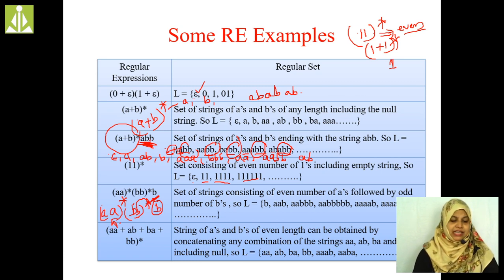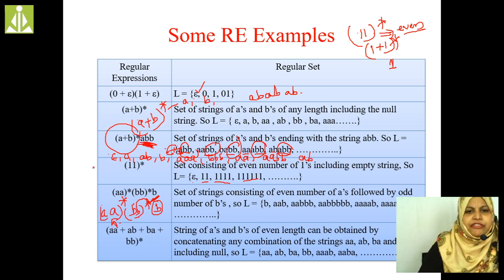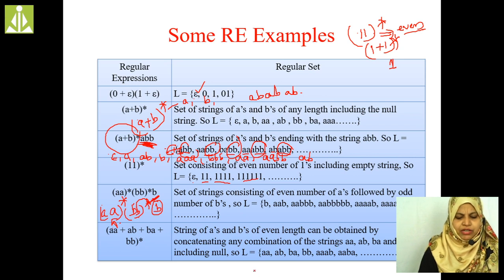So this regular expression is consisting of which set? Even number of A's and odd number of B's. A set of strings consisting of an even number of A's followed by an odd number of B's.